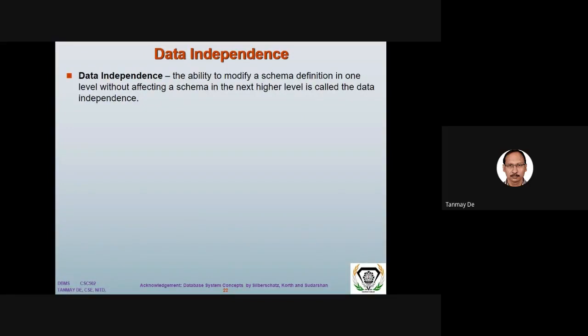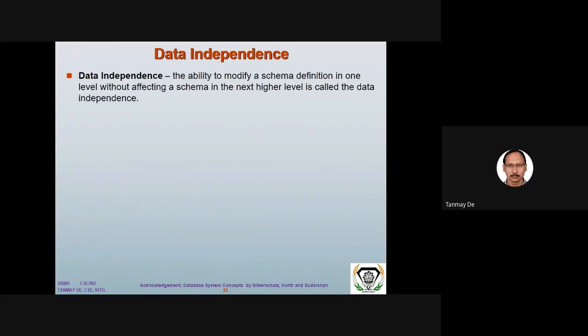The physical level is the lower level. Then what is the next level? The next level is the logical or conceptual level. Then the higher level is the view level. Is it not? The higher level is the view level. So data independence is the ability to modify the schema definition in one level without affecting the schema in the next higher level. That is, suppose we want to change the physical level schema without affecting the schema in the logical or conceptual level, it is called data independence.